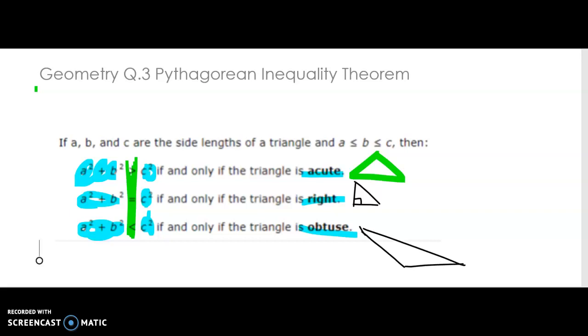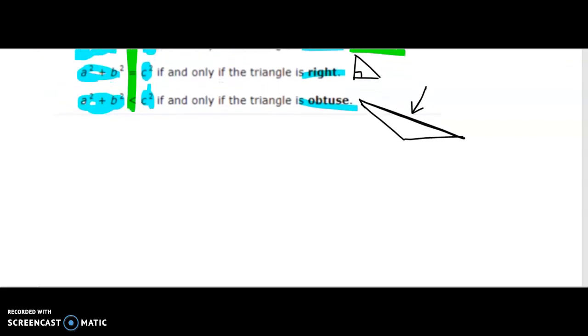That means that c was way bigger than a squared plus b squared, so the angle had to open wide to be able for the c to fit. So that's what that means whenever we're going through that.